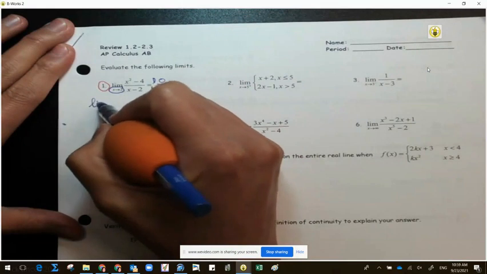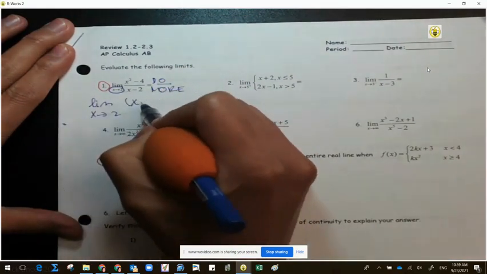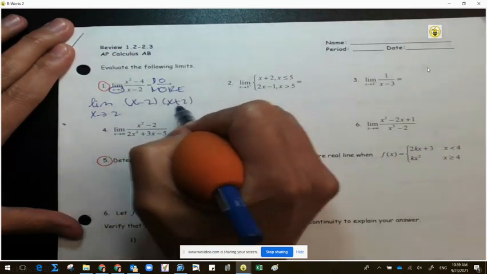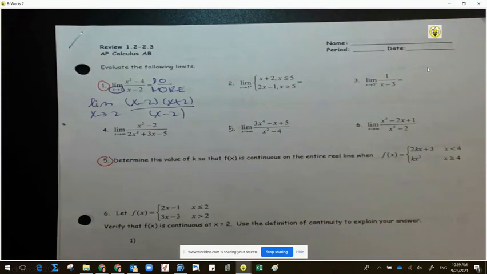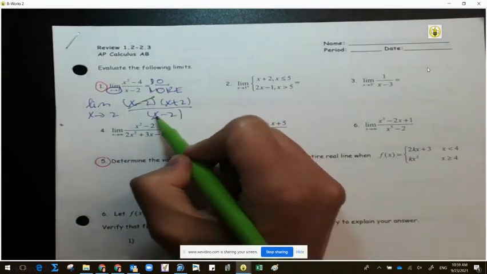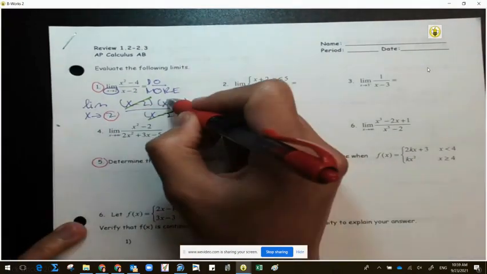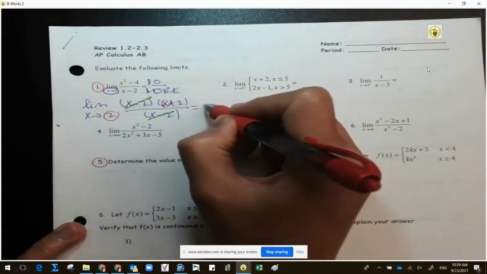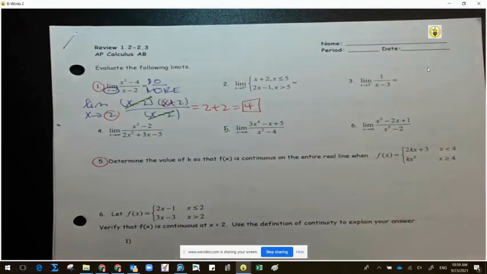So when I factor, I'm going to get limit as x approaches 2. Top is difference of 2 squares. The bottom is as is. Does something eliminate? As long as something eliminates, the remaining, all you have to do is plug it in. Plug this 2 in, into this x. We get 2 plus 2. The limit is going to reach the 4.